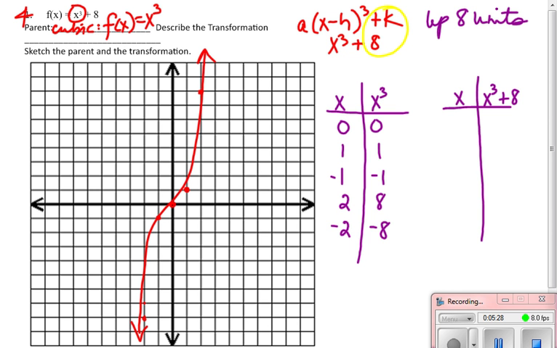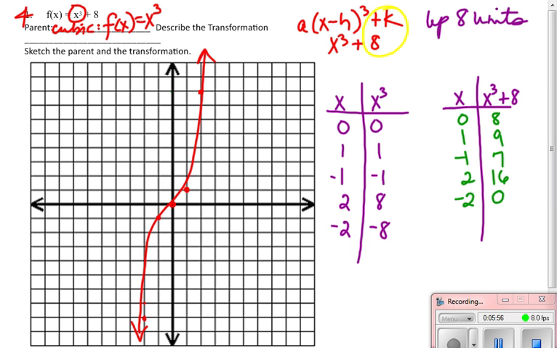But when I go over to my transformation, when I put 0 in, I get 0 plus 8, I get 8. When I put 1 in, I get 1 plus 8, which is 9. Minus 1 plus 8 is 7. When I put 2 in, I get 8 plus 8, which is 16. Minus 2 is minus 8 plus 8, which is 0. So you can see some pretty key changes.